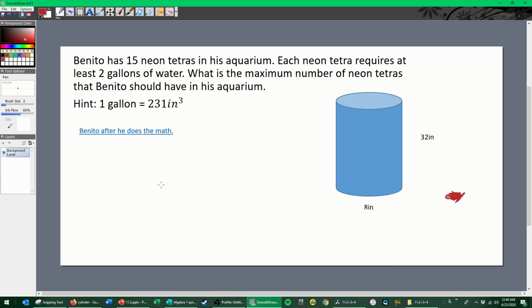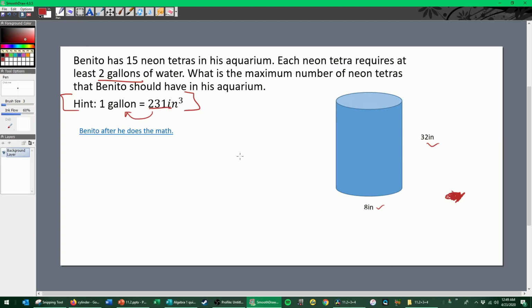So Benito has 15 neon tetras in his aquarium. Each neon tetra requires at least 2 gallons of water. What is the maximum number of neon tetras Benito should have in his aquarium? Now, this hint's really important because we're solving for the volume here in inches, right? And we need to know how many cubic inches there are per gallon, since we're not solving in gallons, which is already kind of weird.